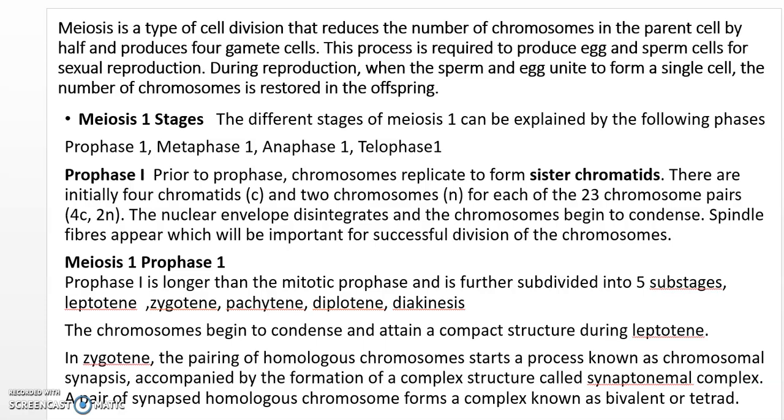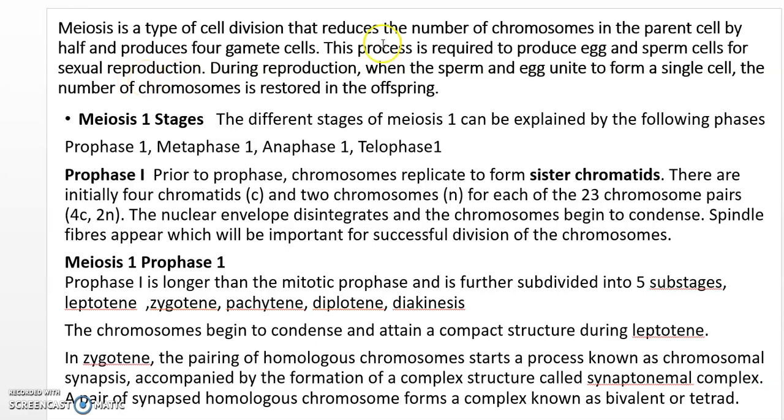So in meiosis, the chromosome number is reduced to half. So we'll study that meiosis. Meiosis is a type of cell division that reduces the number of chromosomes in the parent cell by half and produces four gamete cells. So this process is required. Why is this required? To produce the egg and the sperm cells for sexual reproduction.